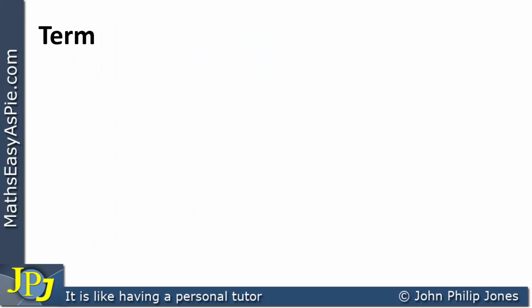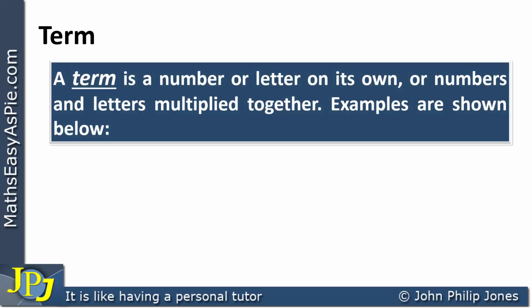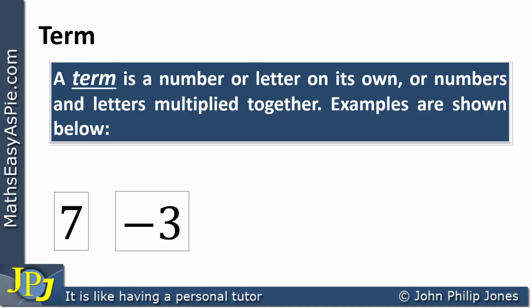Let's turn our attention to the word term. A term is a number or letter on its own, or numbers and letters multiplied together. Examples are shown below. You can have a 7, which is a number by itself. You can have a -3, which is another number by itself. It's got the minus in front of it.